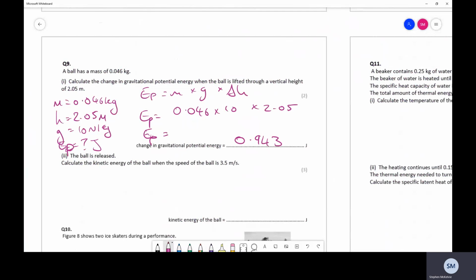The ball is released. Oh, good for it. We don't want to keep our little laboratory equipment in a cage, do we?